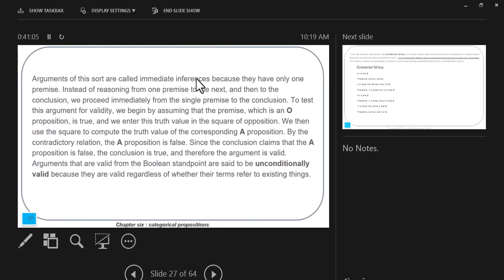Arguments of this sort are called immediate inference because they have only one premise, and instead of reasoning from one premise to the next, and then its conclusion, we proceed immediately from a single premise to the conclusion. To test this argument for validity, we begin by assuming that the premise, which is an O proposition, is true, and we enter this truth value in the square of O position.